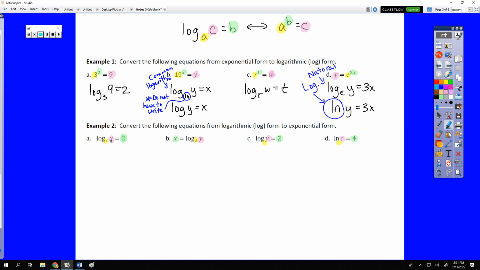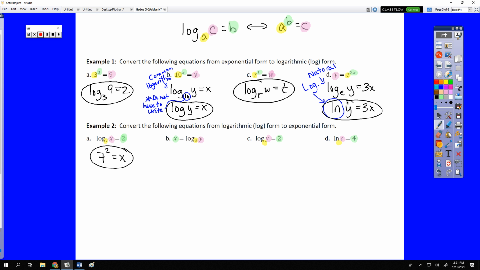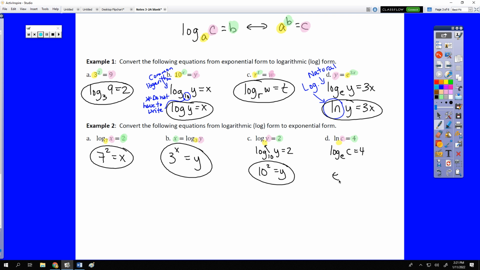So we're supposed to take these logarithms and rewrite them as 7 to the second power equals x. And you're not supposed to simplify it. All you're supposed to do is write it in the other format and move on. So the next one here would be 3 to the x power equals y. Then we have, this is really log base 10 of y equals 2, because there's no number, right? So that's a 10. That would be 10 squared equals y. And then this one is really log base e of c equals 4, which means e to the 4th power equals c.